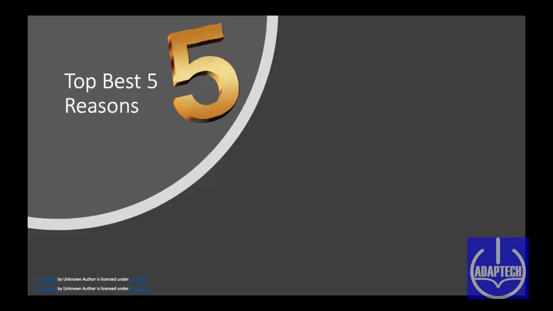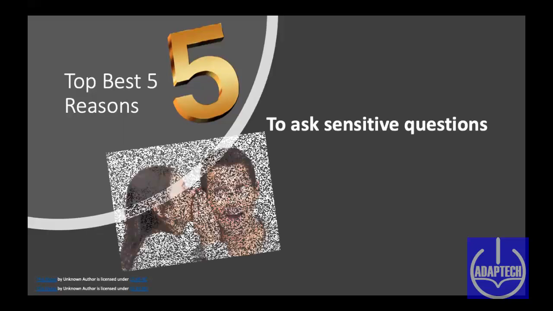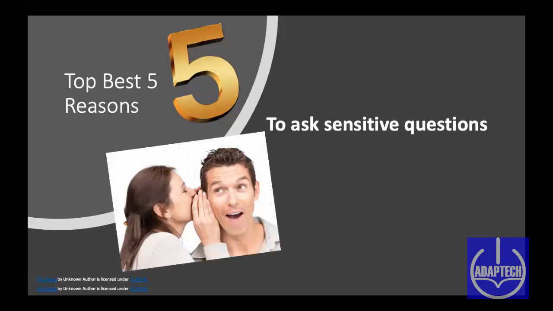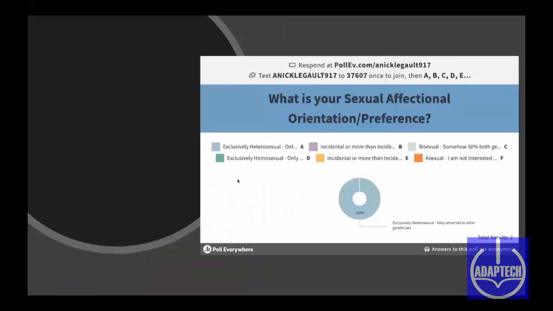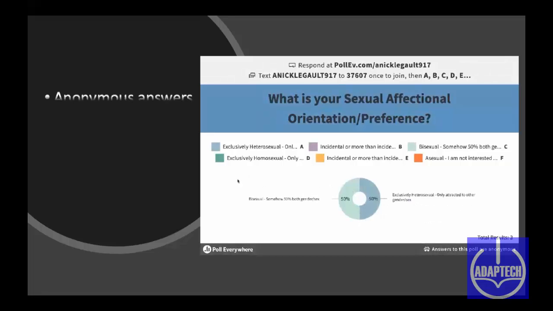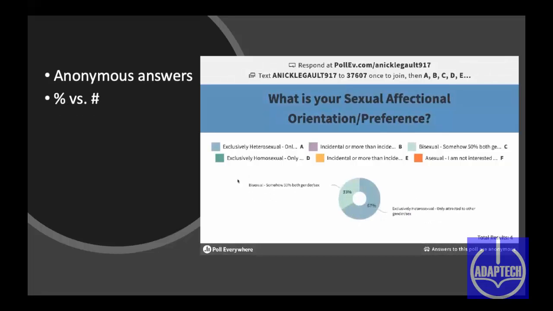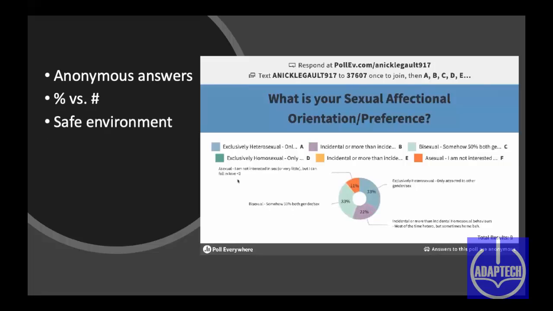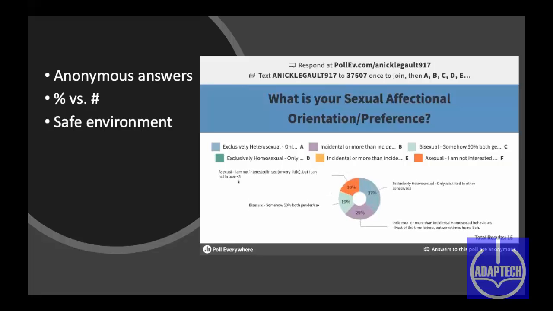And number 5, to ask sensitive questions such as inquiring, what is your sexual, affectional orientation preference in a human sexual behavior course? In this case, I prefer using anonymous answers with a total of the various responses shown on the screen in the form of percentages rather than numbers. This way no one is looking at the few students in the classroom wondering what their answers were. Keeping answers anonymous allows for a safe sharing environment where discussions about sensitive topics will be conducted later.